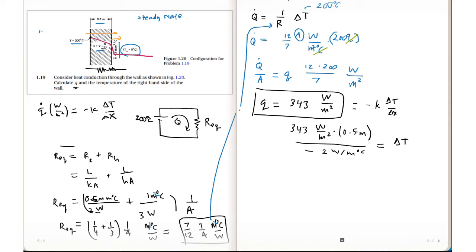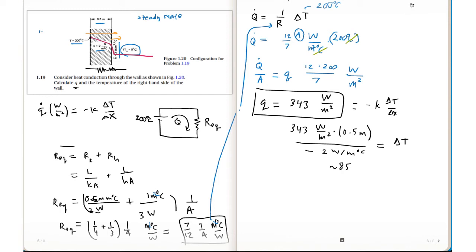So 343 times a half is about 170, divided by 2 is about 85. I'm just doing this sort of mentally; I guess I should use a calculator. Divided by 2 equals, oh, it's 86, so about 85.